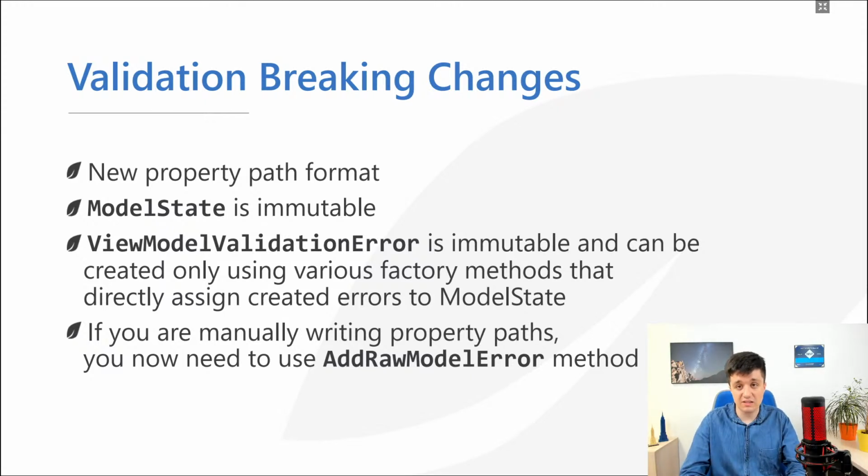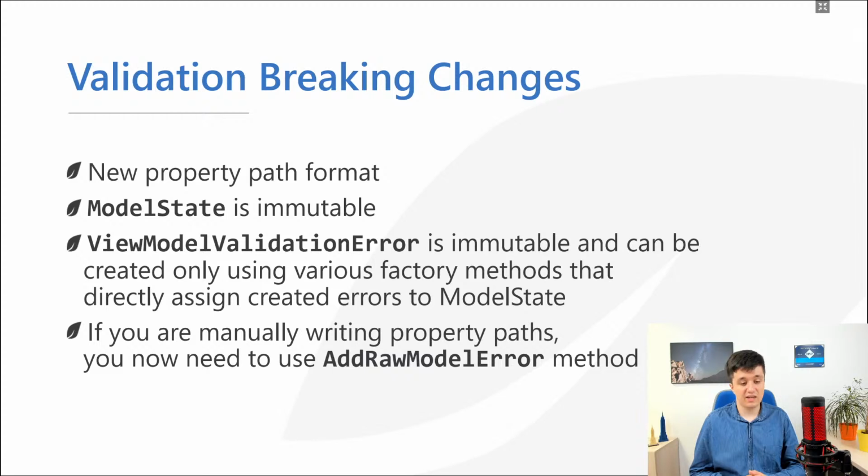So model state is now immutable. That is the next breaking change. In order to create new errors and have them added to the model state, you need to use our API. There is no way around that. We needed to keep the model state consistent so that we can make some further changes. But those factory methods have been around for quite some while, so unless you've been manually changing model state, which I don't believe is quite common, you wouldn't be affected by this either.